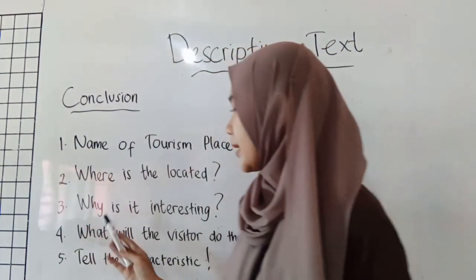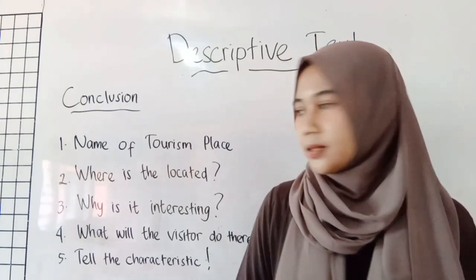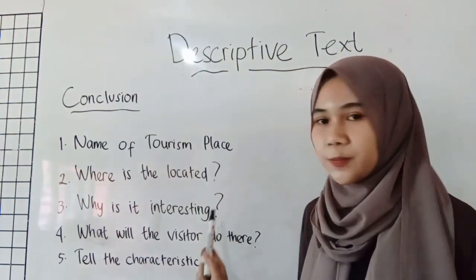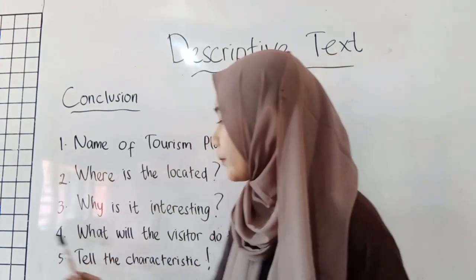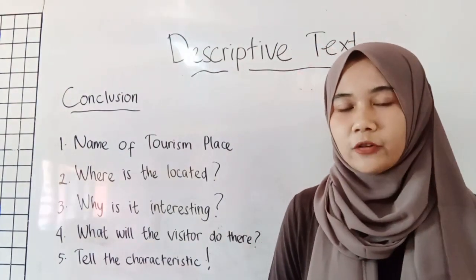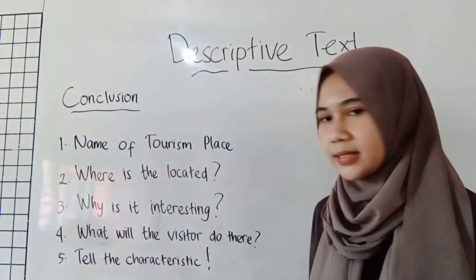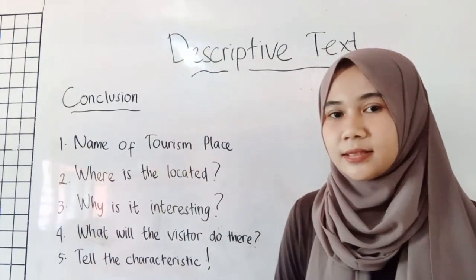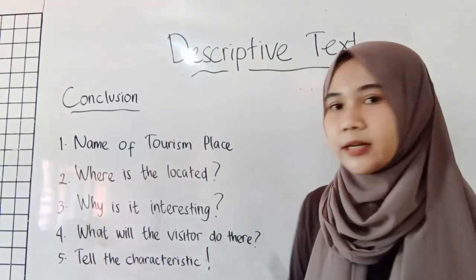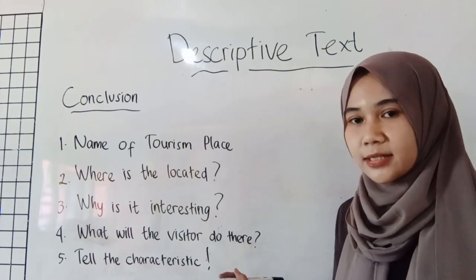And number 3, why is it interesting? The answer is, what is the difference between this place and others? Or it could be the specialty of this place compared with others. And number 4, what will the visitors do there? The answer is in the description, of course, in the second paragraph. And the last, tell the characteristics. We have already discussed the characteristics of a person, place, or thing. It is discussed in description. So the answer is in the second paragraph or in description.